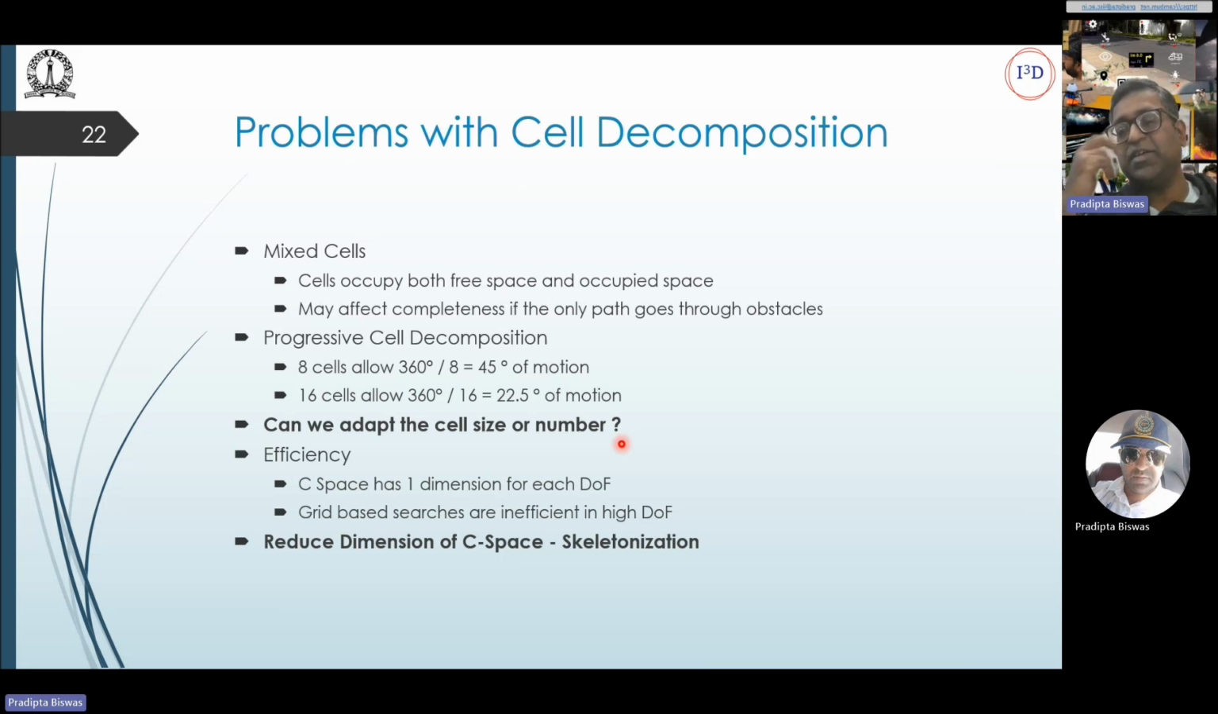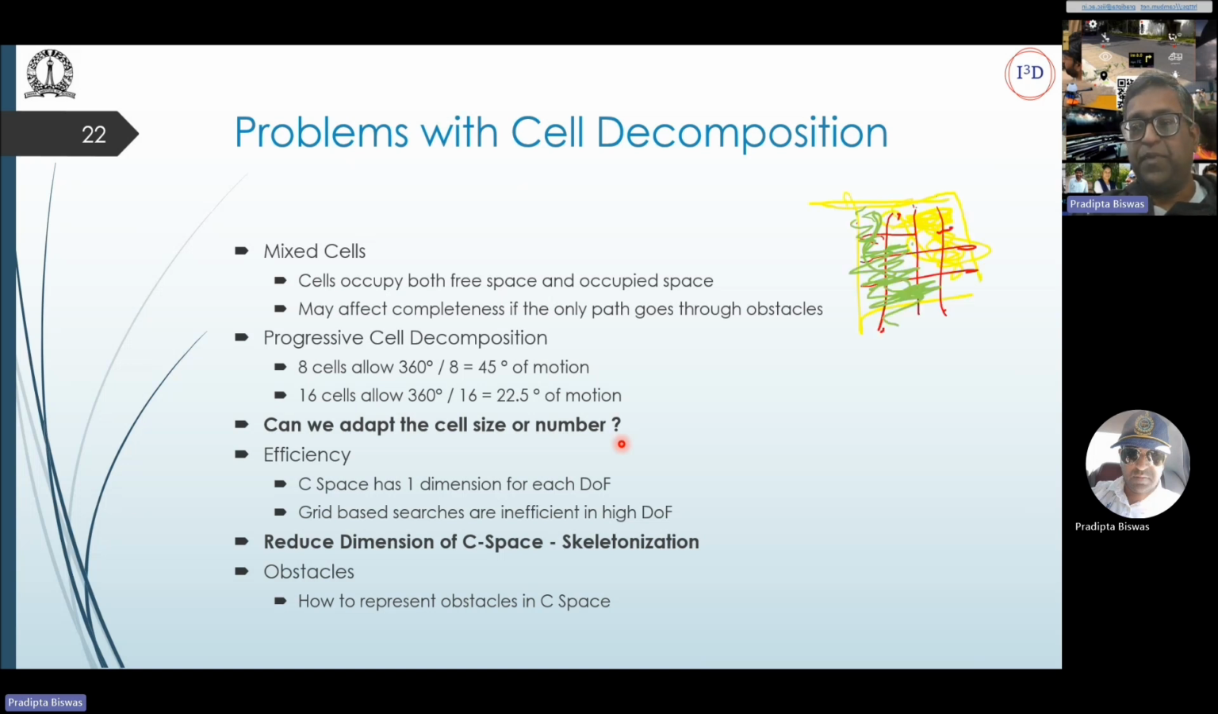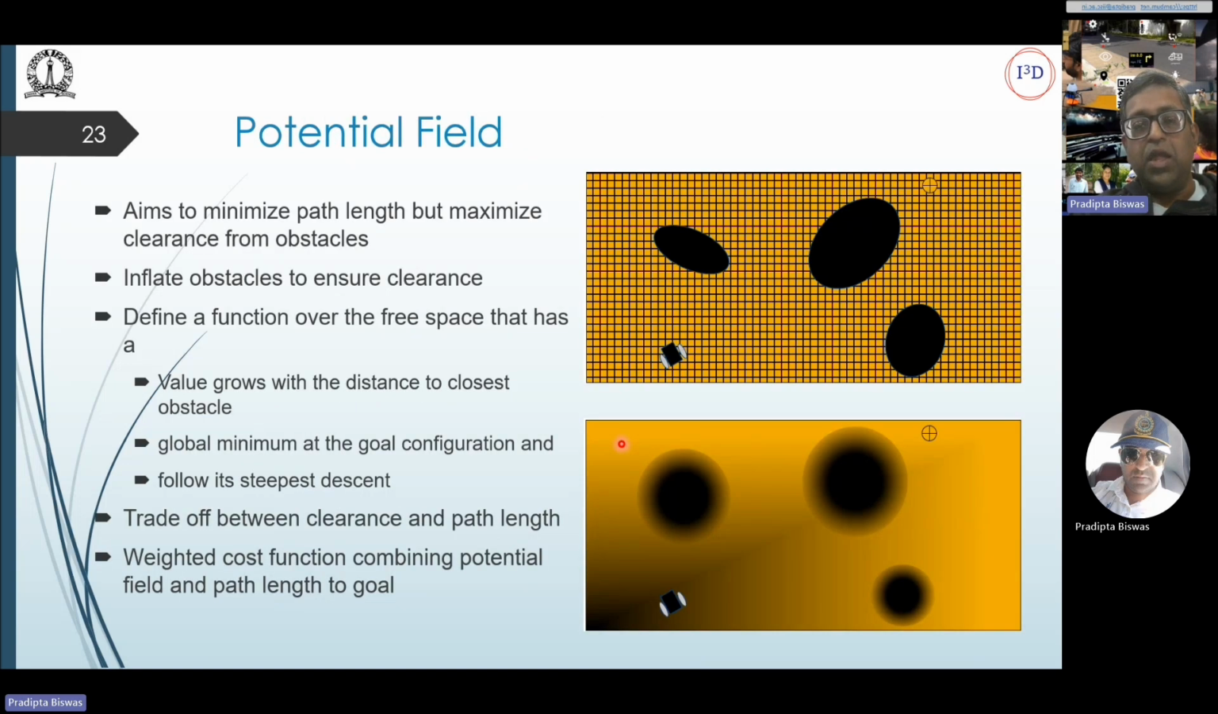And another is skeletonization, in which we will change this higher dimensional configuration space into a lower dimension space, where we can efficiently run our state space search algorithms. And also, we already talked about that we have to run these algorithms after representing the obstacles in the configuration space. Okay. So the first idea is potential field.